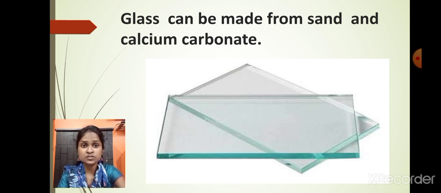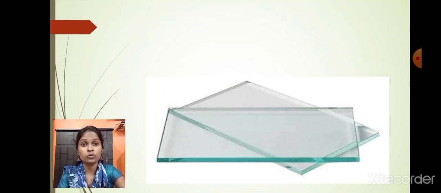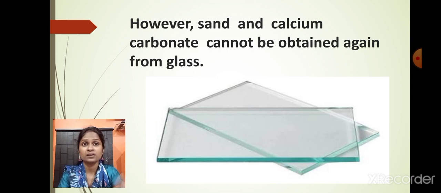Now students, one more question. As you know, this glass is made up of calcium and sand, etc. Can I obtain calcium and sand again by breaking down the glass? No, it's not possible. Sand and calcium cannot be obtained again from the glass. I can obtain glass from sand and calcium carbonate, but I can't get sand and calcium carbonate again from the glass.